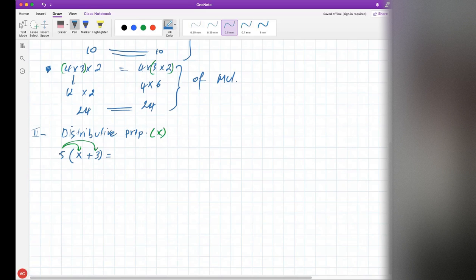So it's 5 multiply. There's nothing in between. That means it's a multiplication, as we saw before with the other operations. And this needs to be multiplied by whatever is inside the parentheses. The first one is 5 times x. So it would be 5x.